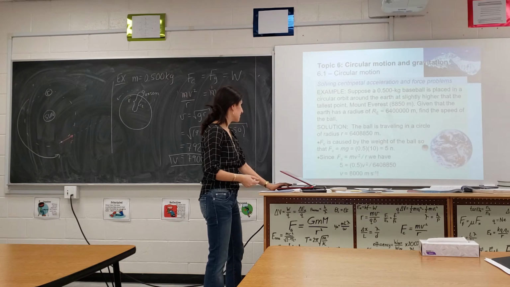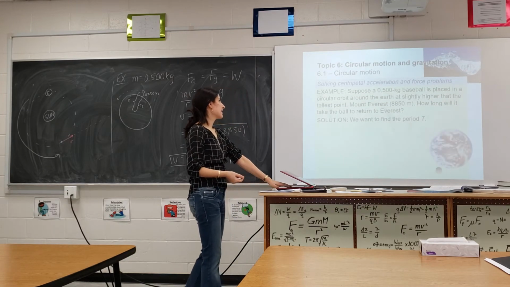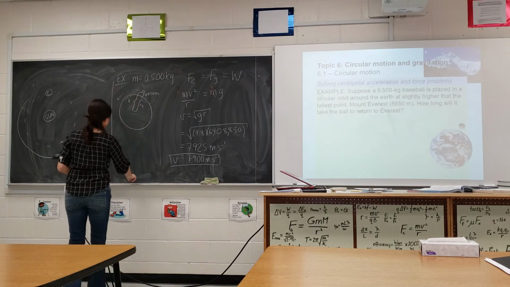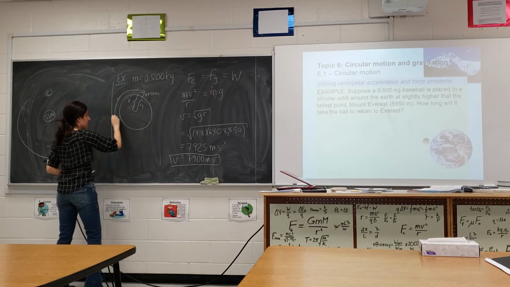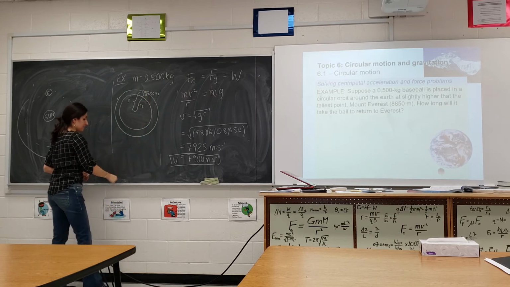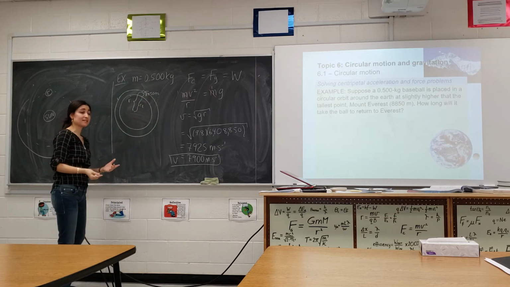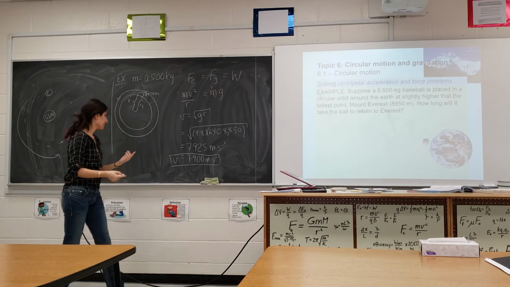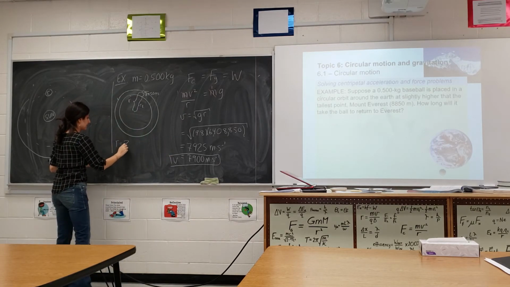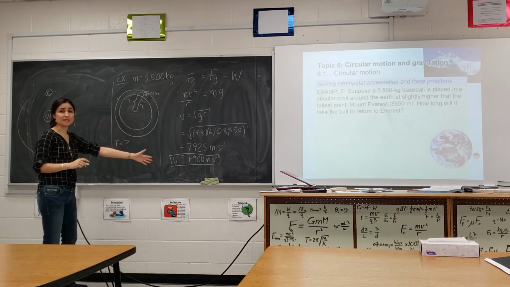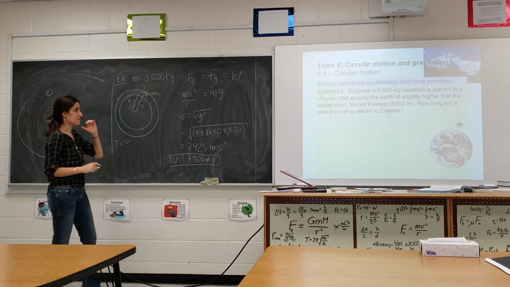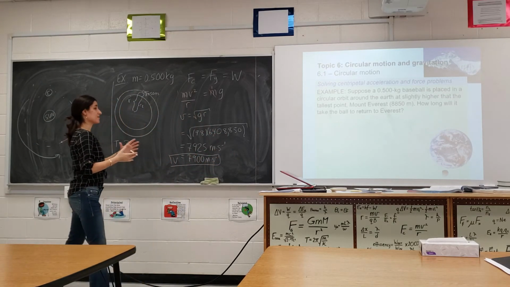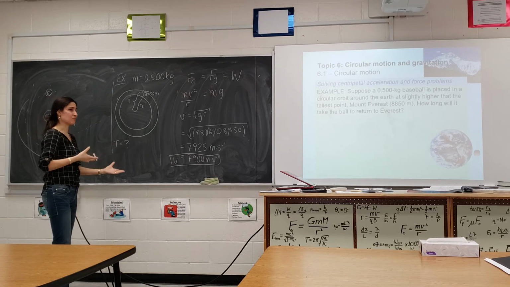So using the same scenario, how long will it take the ball to return to Everest? So now we're trying to figure out how long it takes to go from here around once and end up back where it started. The time it takes for an object to move around a circle once is called the period. So we're looking for capital T. We already know the speed, so we can figure out the time, right? Time, speed, what's the relationship there?